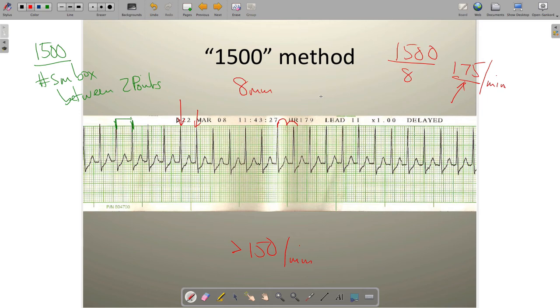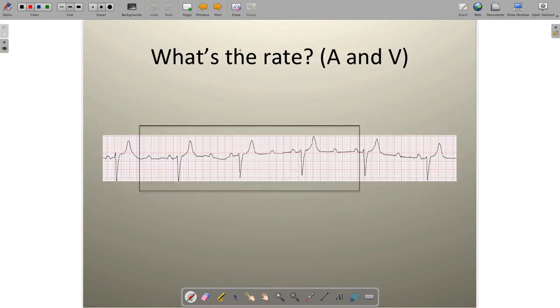So when you're looking at the rate, you have three options. You have the 6-second method, the sequence method, and the 1500 method, all of which have specific criteria for when you should use them. Probably the most often used is the sequence method. The second most often used is going to be the 6-second method. And then last but not least, when you have these really fast rhythms, you can use the 1500 method.